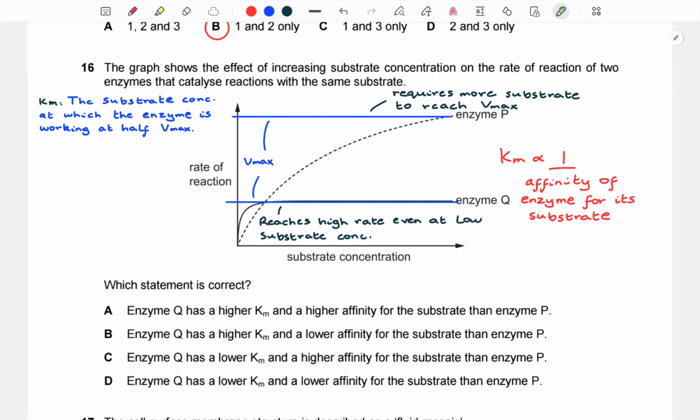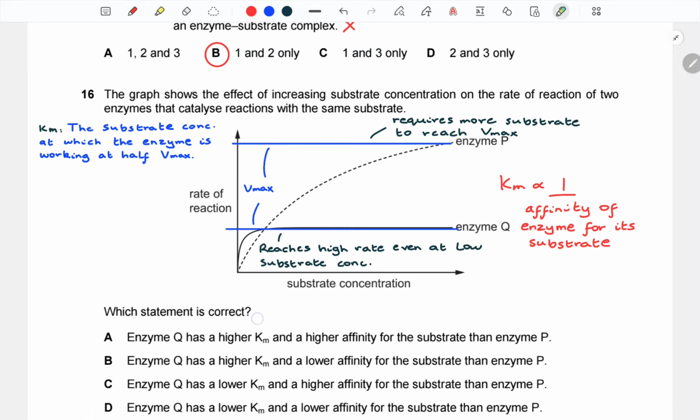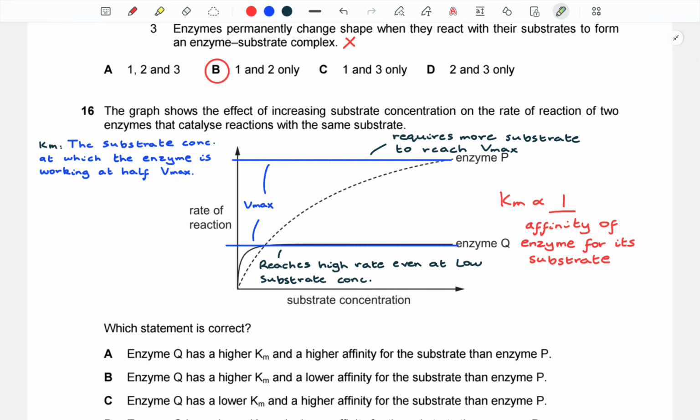So for this question, we basically have to find whether enzyme Q has a higher or a lower Km value, and whether it has a higher or lower affinity for the substrate than enzyme P. So first, let's just think about Km. Km is basically the substrate concentration somewhere around here at which the enzyme is working at half of its Vmax. And Km is always inversely proportional to the affinity of the enzyme for its substrate.